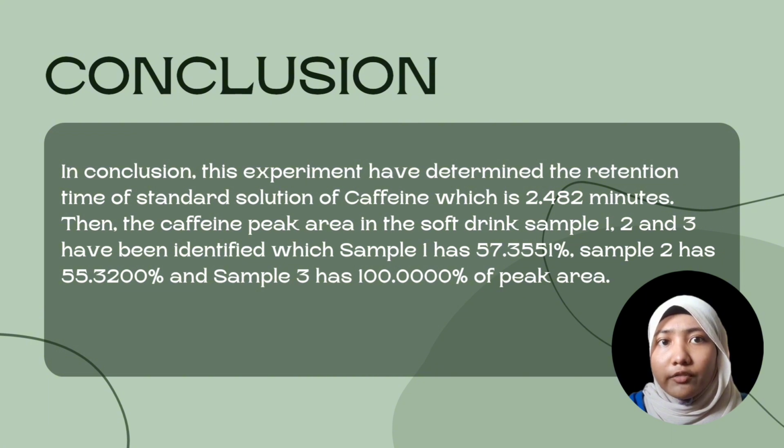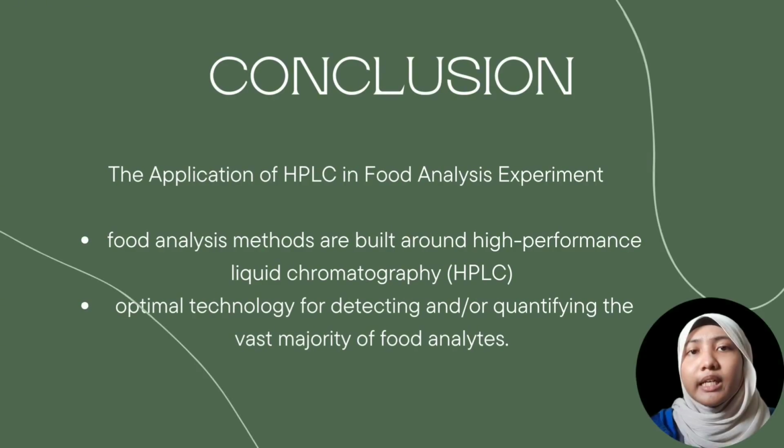Next, the amounts of caffeine in soft drink samples have been determined using the response factor method. The concentrations of caffeine in sample 1 is 28.988 ppm, sample 2 is 48.82 ppm, and sample 3 is 119.17 ppm. Next are the applications of HPLC in the food analysis.